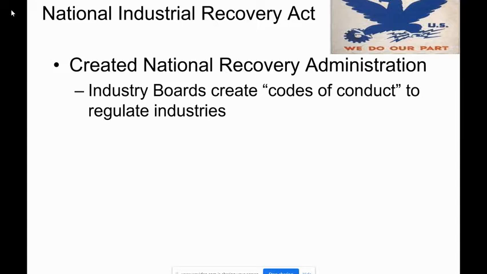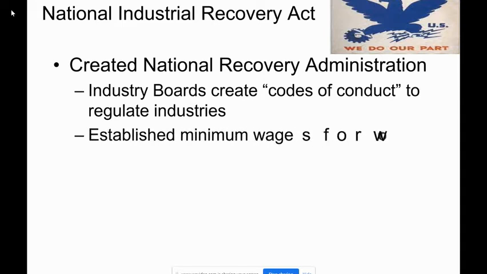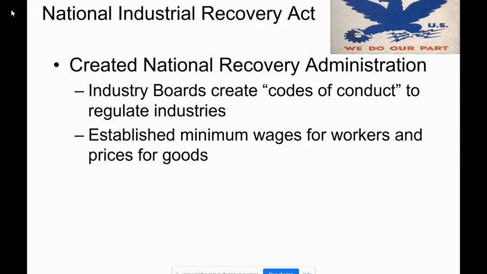And so the National Recovery Administration created industry boards that would create codes of conduct to regulate business. So we're talking about things like minimum wage, minimum hours, so like a minimum work week, a maximum work week. And then they discussed establishing prices for goods. Again, a little bit like communism, but that's beside the point. They're trying to do this to help everybody out.